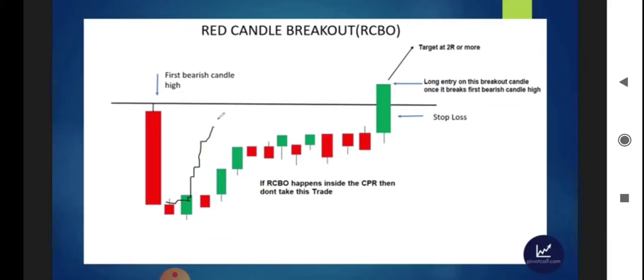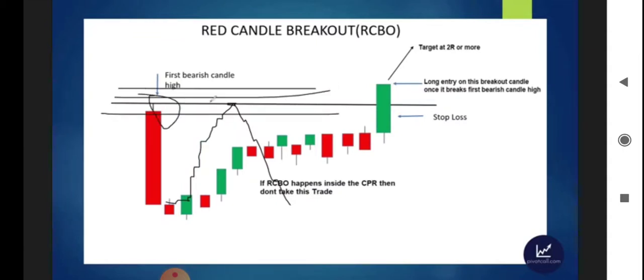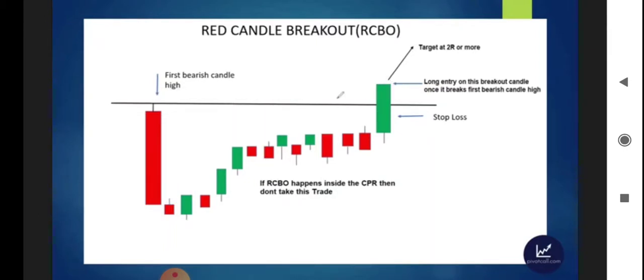In RCR, I said market comes back to the red candle and reverses. RCR is high probability whenever there is a CPR along with the red candle. Most of the time you can see reversal. But RCBO is high probability when there is no CPR. So if there is no CPR and breakout happens, it's a high probability. When should you avoid red candle breakout? Only whenever there is a CPR.